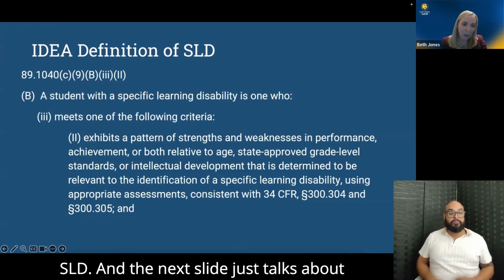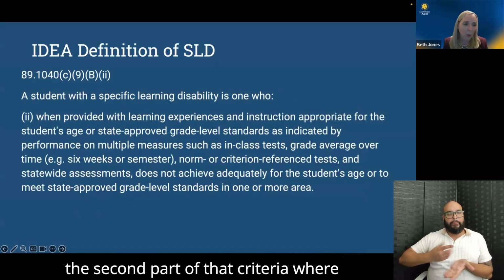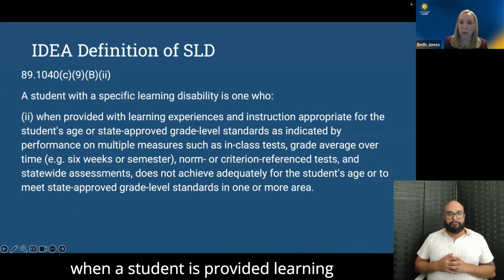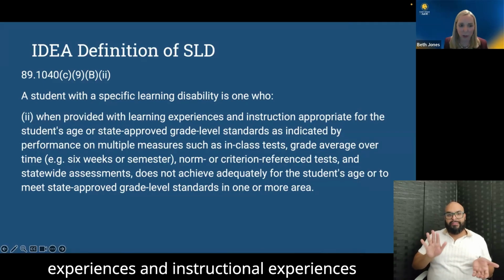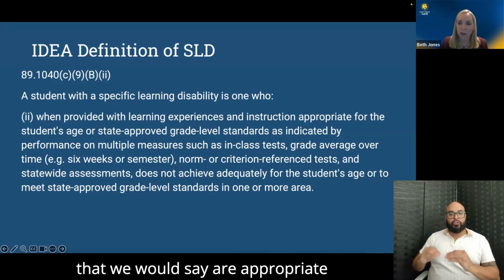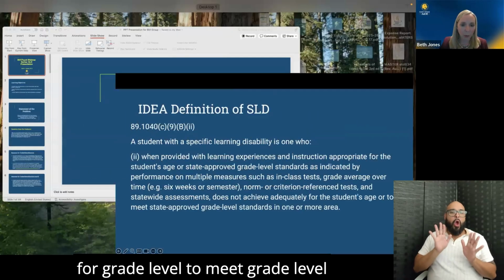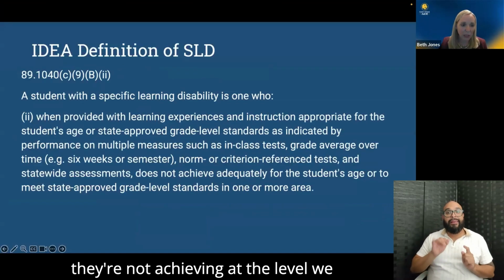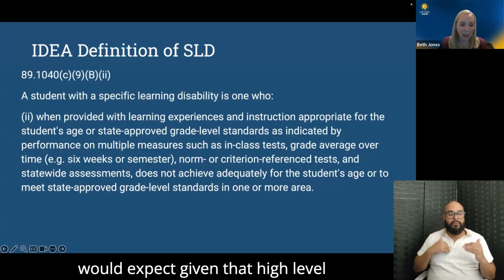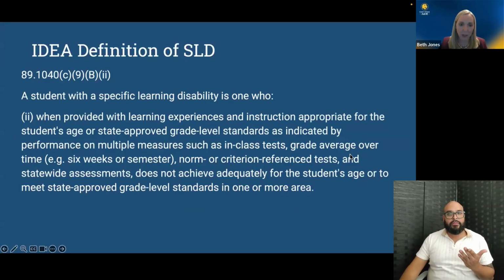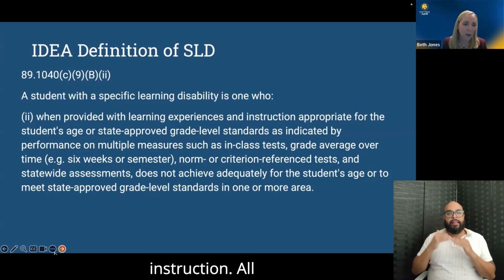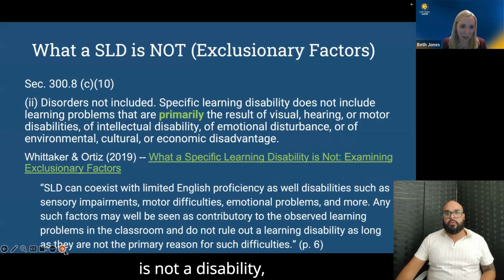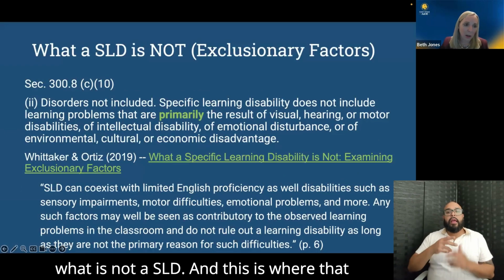And the next slide just talks about the second part of that criteria, where they're looking at when a student is provided learning experiences and instructional experiences that we would say are appropriate for grade level, to meet grade level standards, they're not responding, they're not achieving at the level we would expect given that high level instruction.